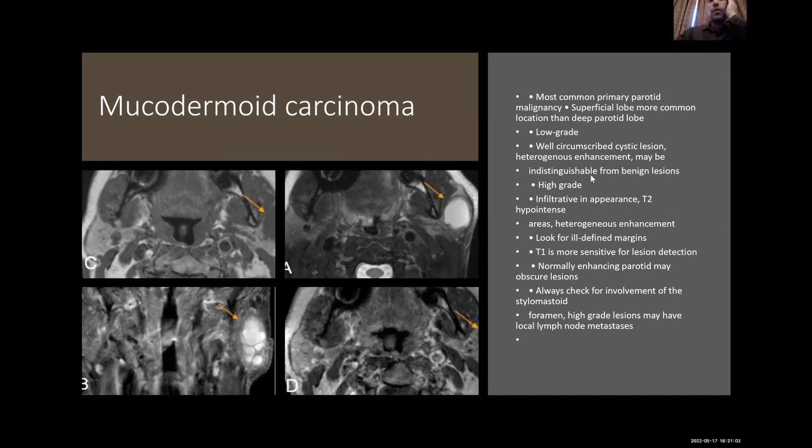The low grade is well circumscribed with cystic changes, heterogeneous with heterogeneous enhancement, indistinguishable from a benign lesion. The high grade is infiltrative in appearance. The low grade can appear as high T2 signal. The high grade can appear as low T2 signal. It looks ill-defined in the margin. T1 is more sensitive for lesion detection. Normally, it enhances, and always check the stylomastoid foramen, the lymph nodes, and for perineural spread.